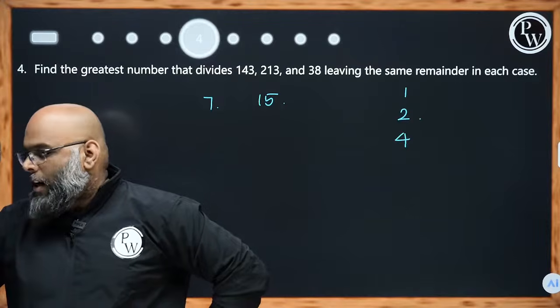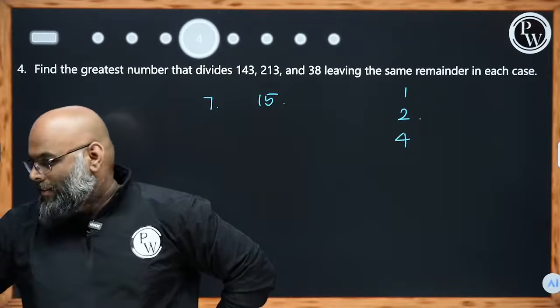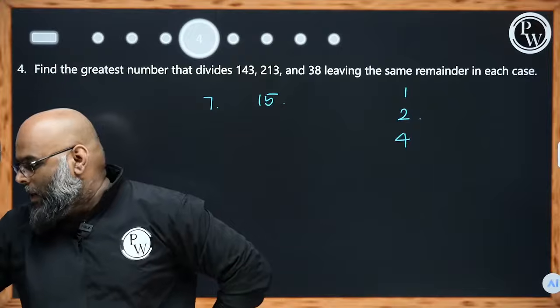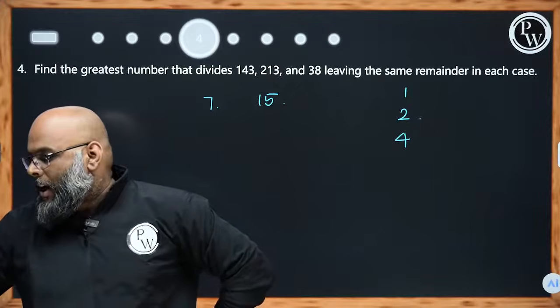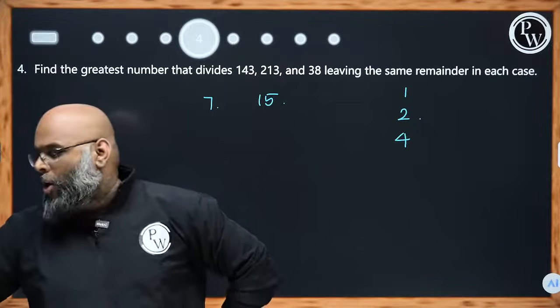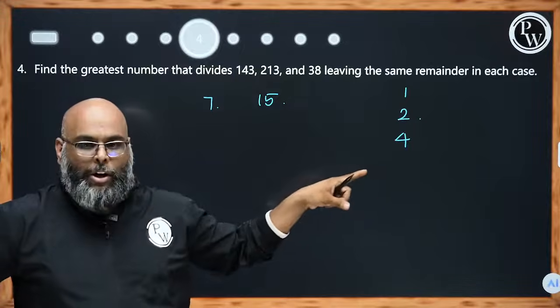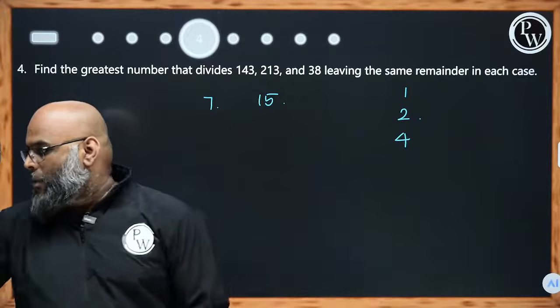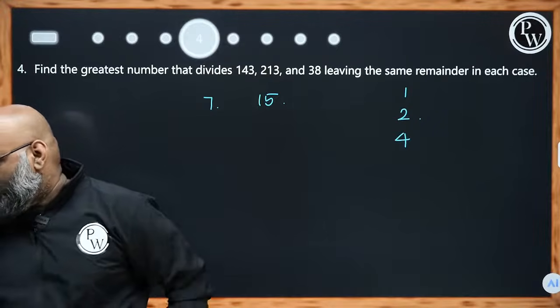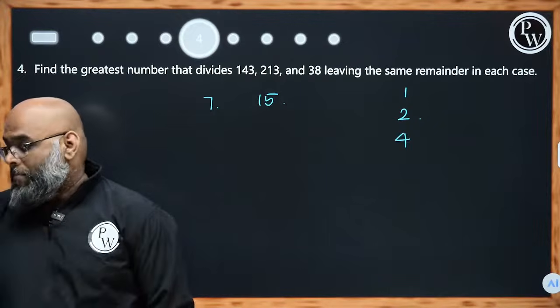Others say 7 and 15 are natural numbers. Yes, they are. I want you to think of one more number and tell me, hey, this number also satisfies this condition. 1 did, 2 did, 4 did. Is there any other number that we are thinking about? Anything else?